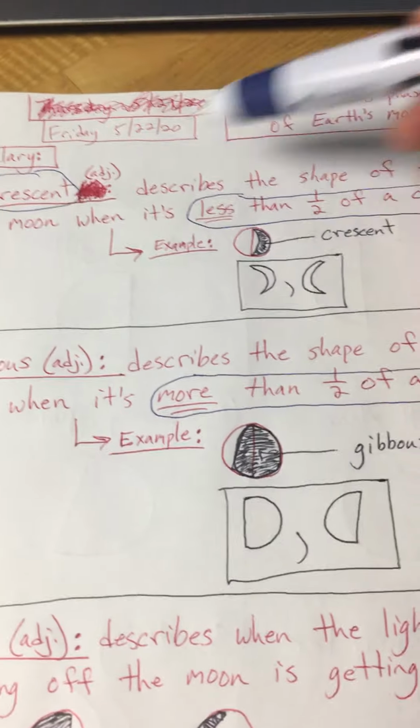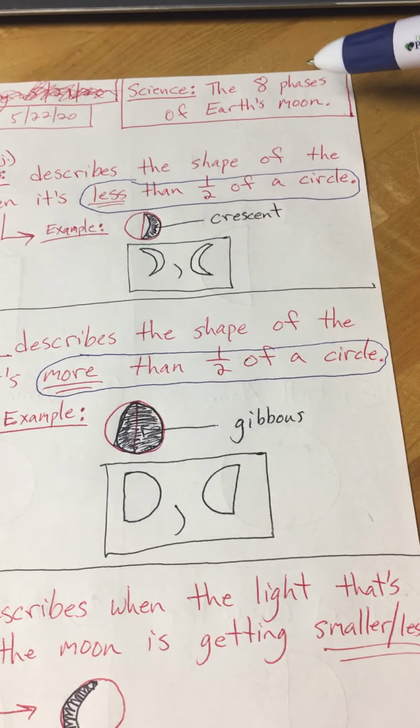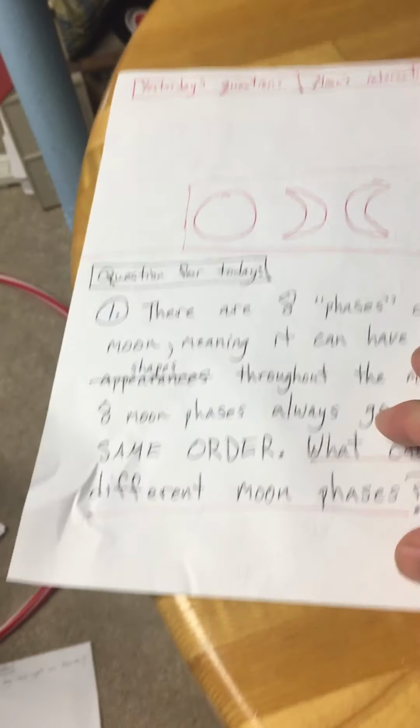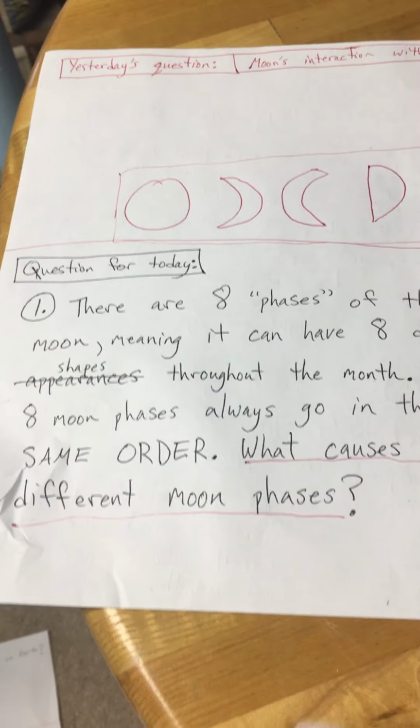All right, so today in science, we're learning the 8 phases of Earth's moon. So the question from Wednesday, it would have been the last lesson because today was supposed to be Thursday. The lesson from Wednesday, May 20th, is this.